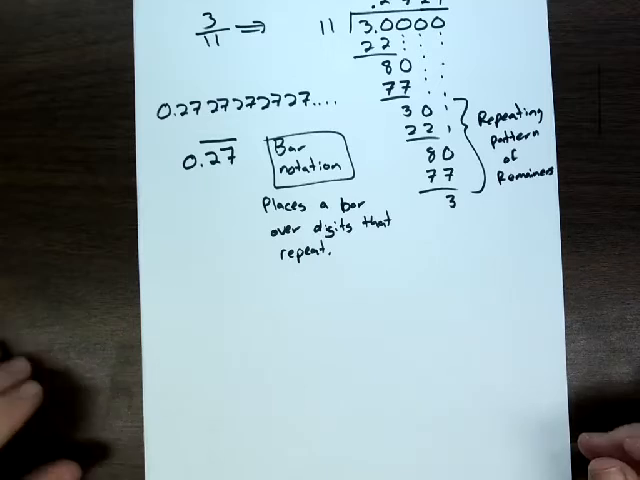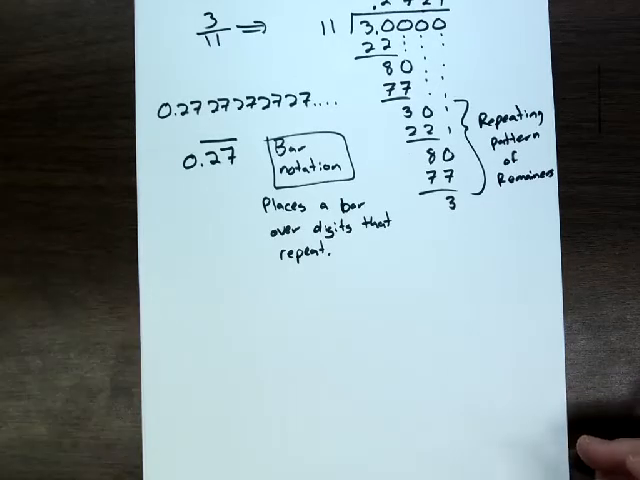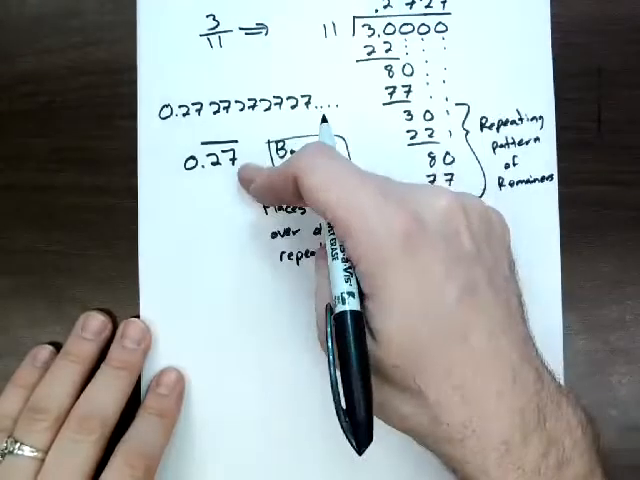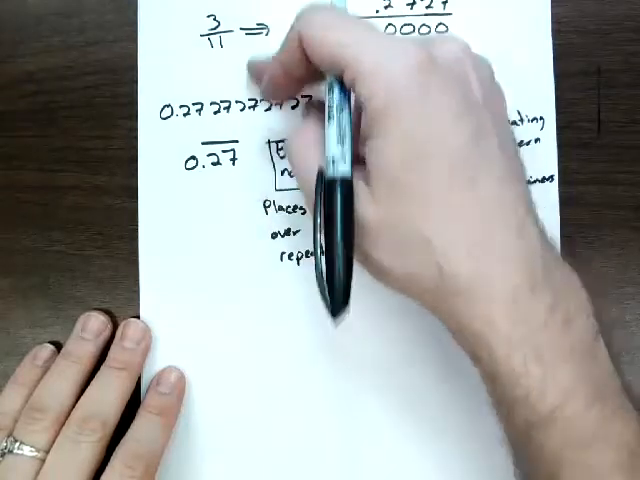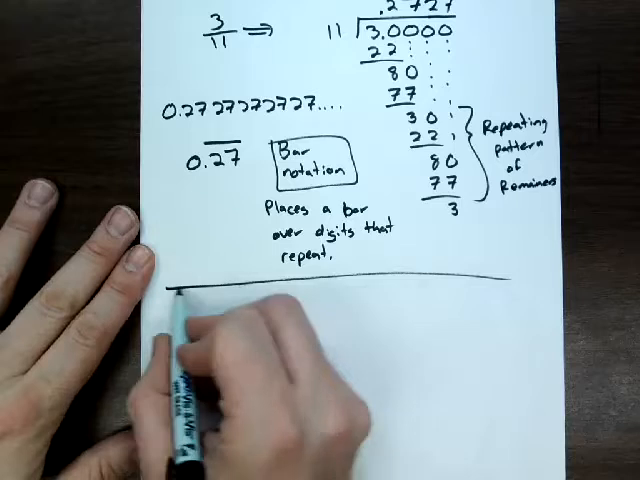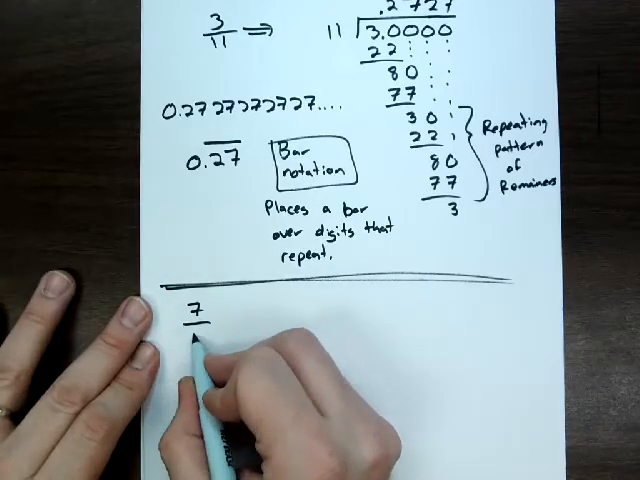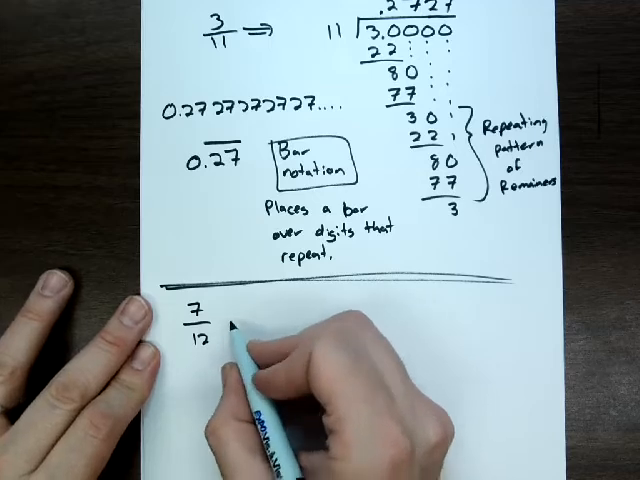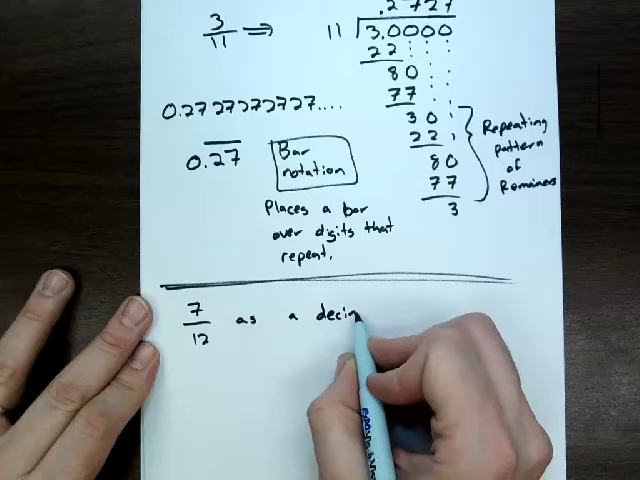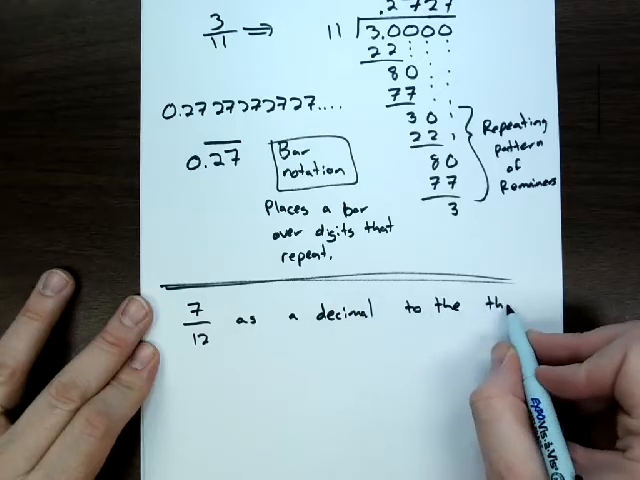So, yeah, that's fairly straightforward. Well, what will sometimes happen then is we're going to want some of these fractions in this bar notation. Another thing that could happen is you could be asked to write something like, say we've got 7/12, but we're going to say as a decimal to the thousandth place.